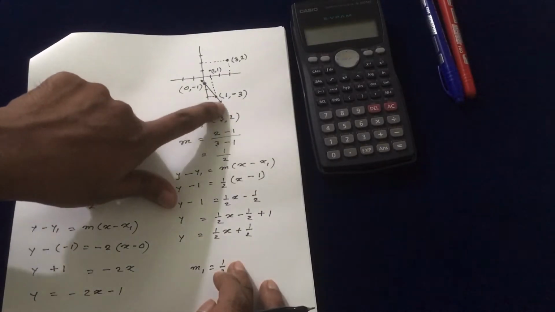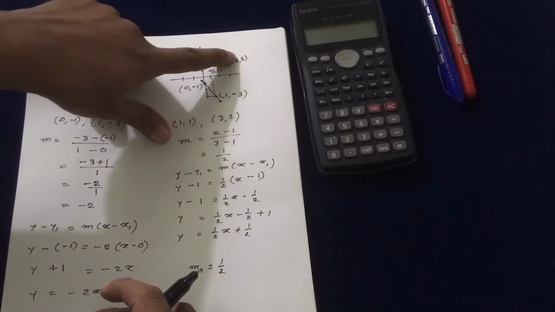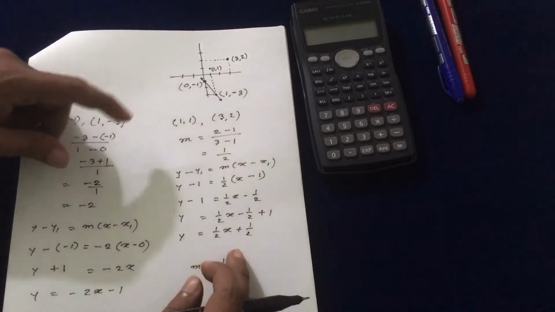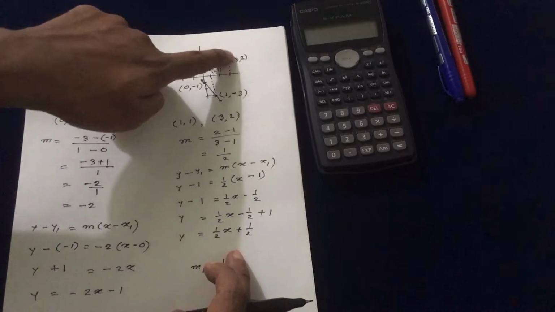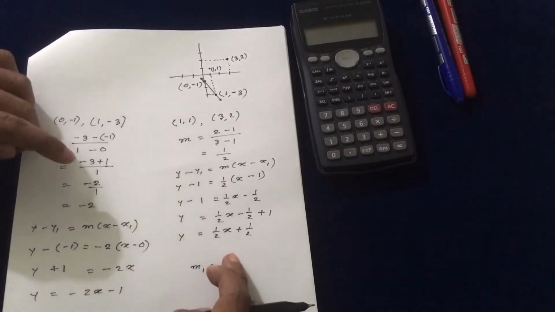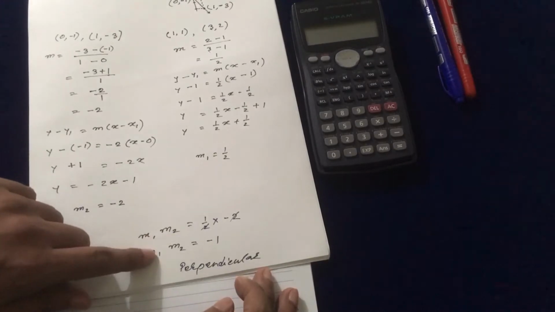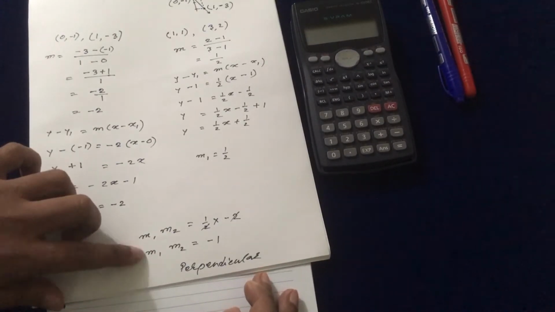If someone asks you to find the equation of this line, then you have to do this part. If someone asks you to investigate if this line and this line are perpendicular to each other, then you will just find out their slope and prove this part here. Okay, final part here, because for perpendicular you can choose this one.